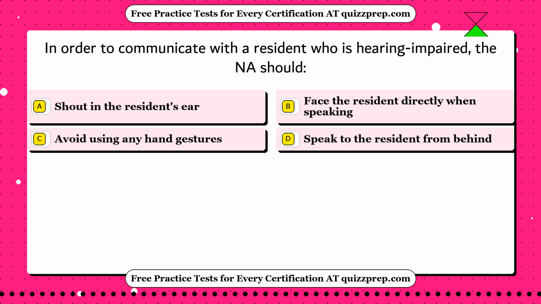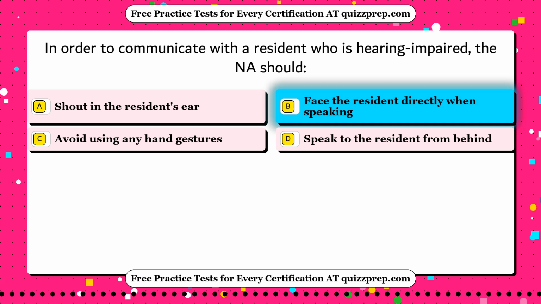Question 35. In order to communicate with a resident who is hearing impaired, the NNAAP should: Option A, shout in the resident's ear. Option B, face the resident directly when speaking. Option C, avoid using any hand gestures. Option D, speak to the resident from behind.